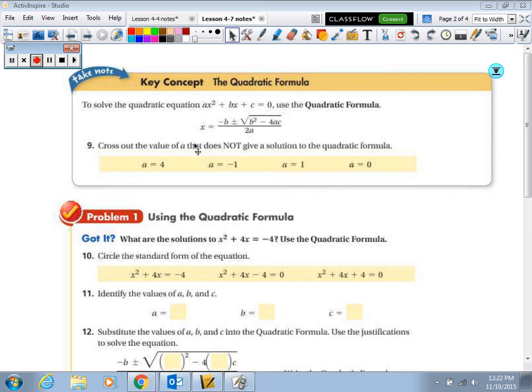Okay, so cross out the value of a that does not give a solution to the quadratic formula. If a is 0, you're not getting a solution. So it would be that one. Okay. So now let's go ahead and move on down.